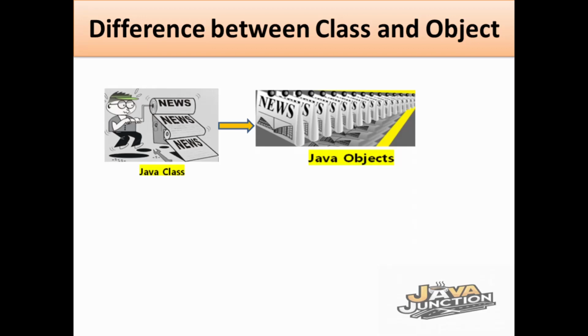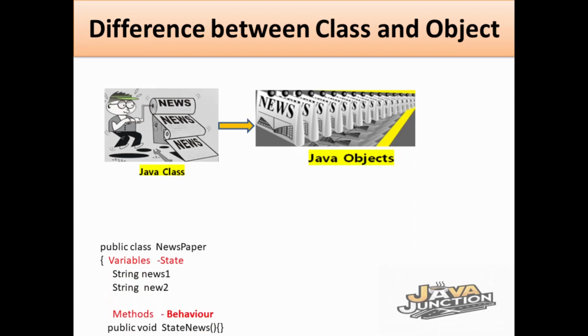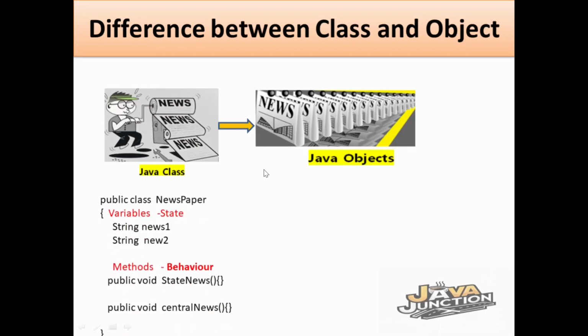Then you can assume every news template is like a class. Just we have to compose a class or news. Then according to that you have to generate n number of newspapers or n number of objects. Every newspaper is just like an object, and every newspaper template is just like a class. Here you can see I have created a class.